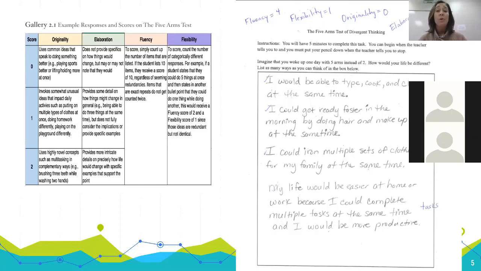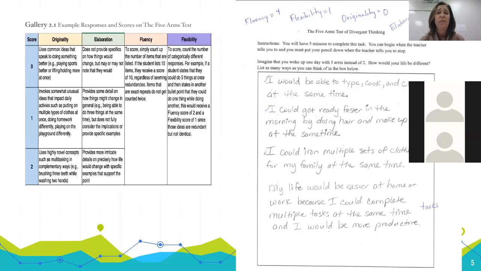So automatically, those responses that are the most common are the ones that students would not get points by. And so let's go through the rubric to make that a little more real for you. We're going to start with our first score. You can see this student got a fluency score of 4.